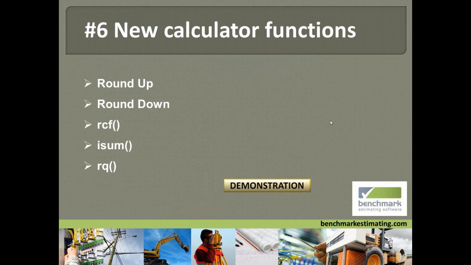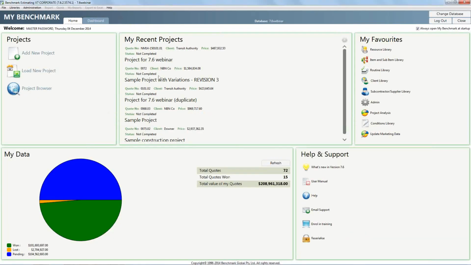So number 5, so up to number 6, so new calculator functions. In addition to new calculator functions, we've actually redesigned the calculator somewhat, but there's also new functions for round up, round down, custom fields, and a few other more advanced ones at the bottom there. So we'll just have a look at the calculator first for any of you who haven't seen the calculator, because it's one of the marquee features in Benchmark and one that a lot of estimators use every day.